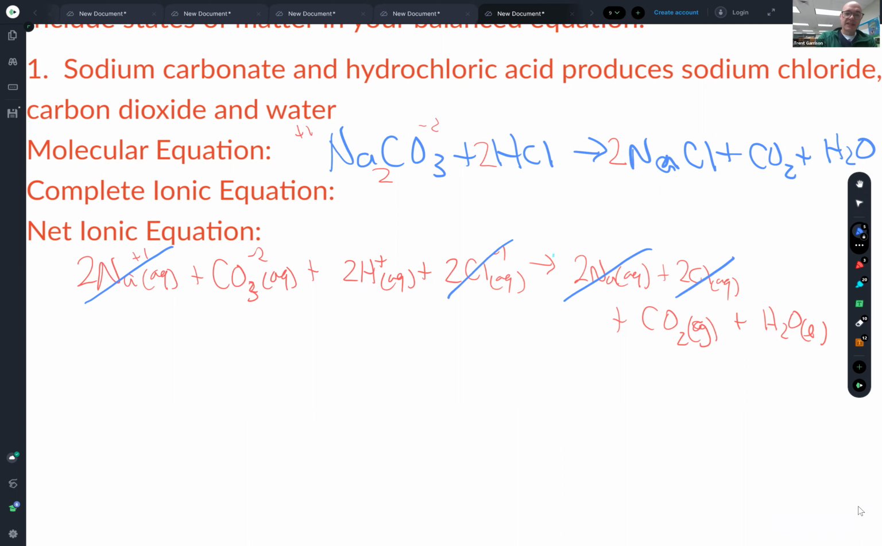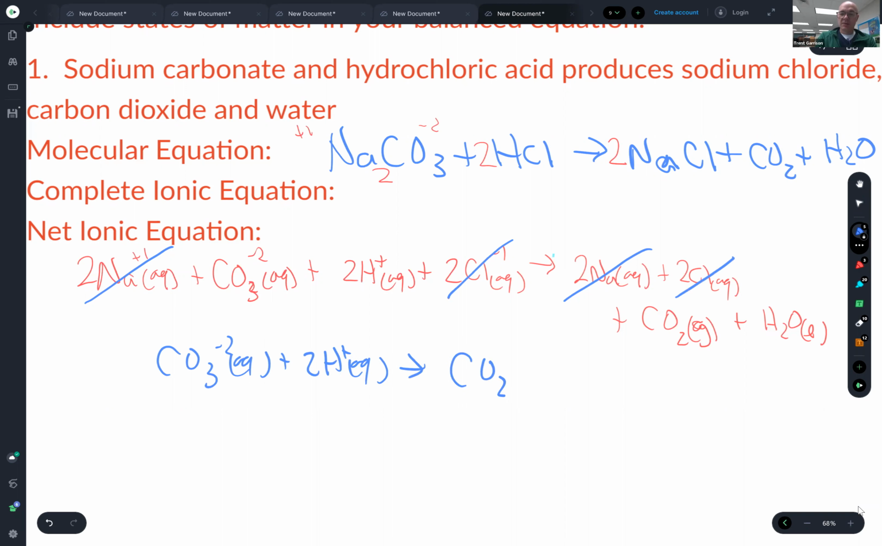So what's left then is my carbonate aqueous and my 2 hydrogens that are aqueous, producing carbon dioxide, which is a gas, and water, which is a liquid. It's still balanced. I still have 2 hydrogens on both sides. I still have 1 carbon and 3 oxygens. Everything is balanced. We just got rid of the materials that did not change their state of matter. So technically, they didn't even participate in the reaction itself.